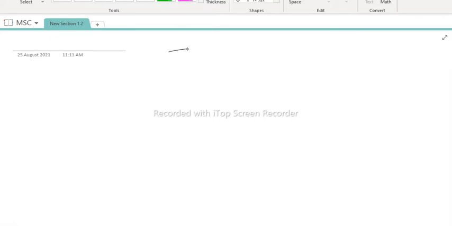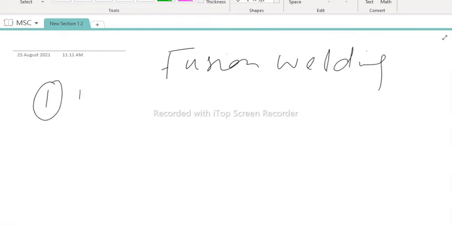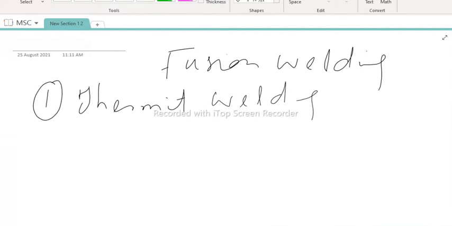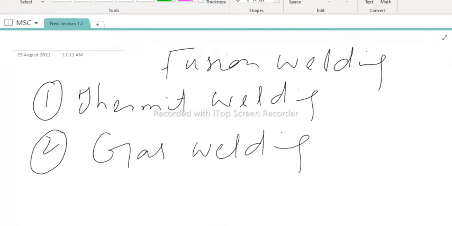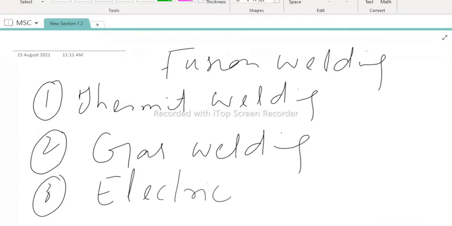We will see fusion welding. One is thermit welding. Now this depends upon the source of heat. We divide this fusion welding into three categories. So thermit welding, then gas welding, and number three is what we call electric arc welding. Arc welding, right?